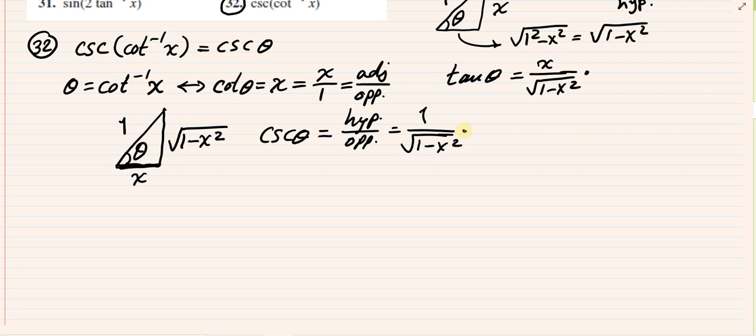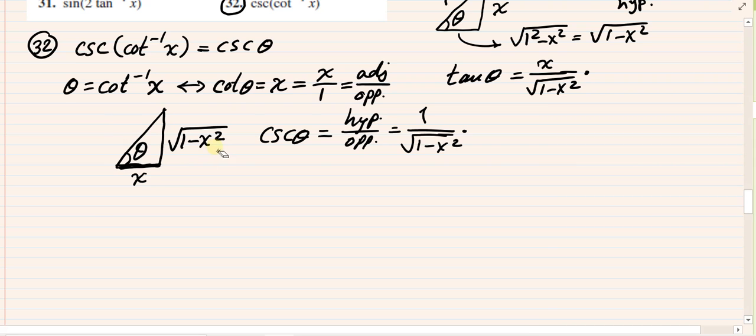So again, cotangent of theta was... let me make sure this is right. Actually, let me backtrack. I did say this right, but I didn't set up my triangle right. Adjacent is x, and opposite is 1. Opposite is 1 means this side. Sorry, so the hypotenuse is actually the square root of 1 plus x squared. Glad I caught that. No problem, we just adjust this part.